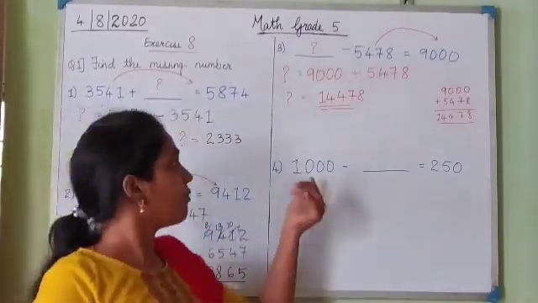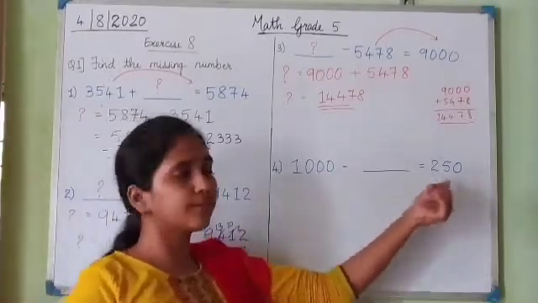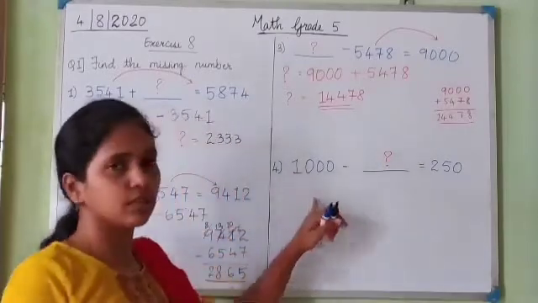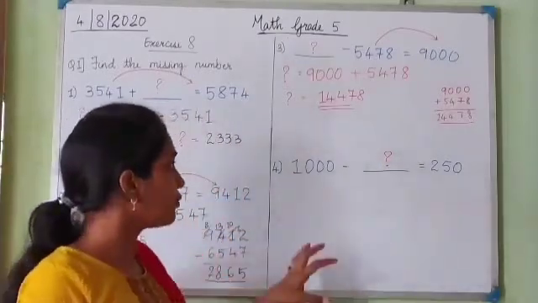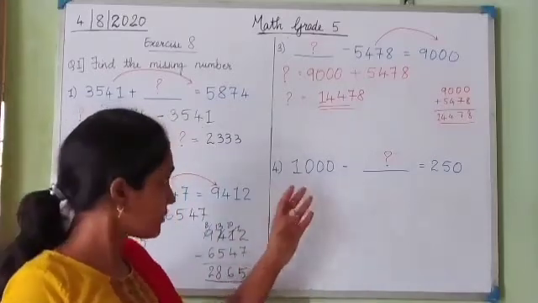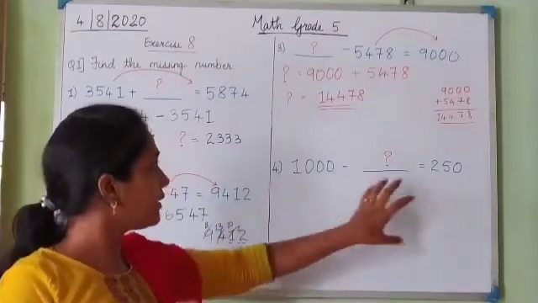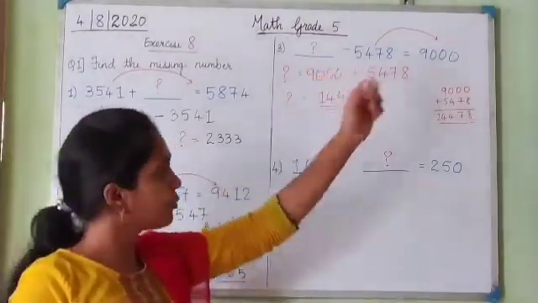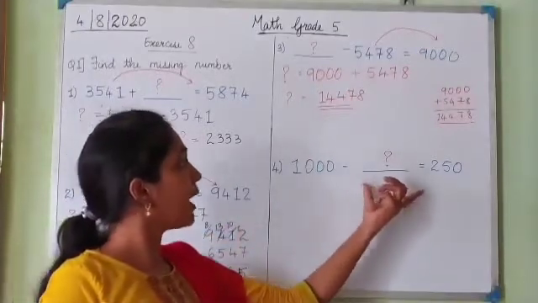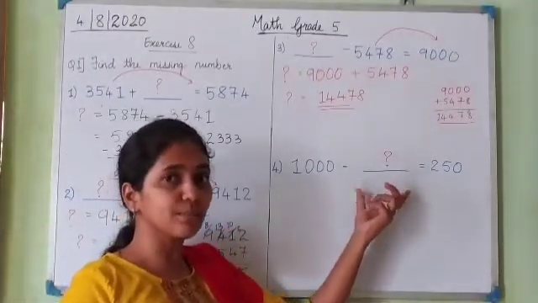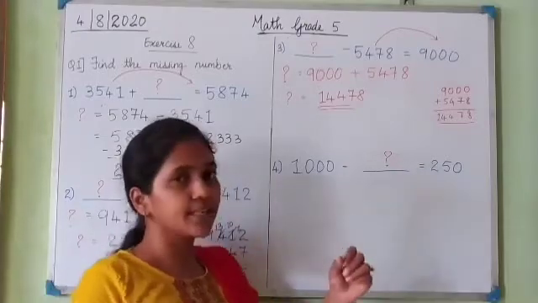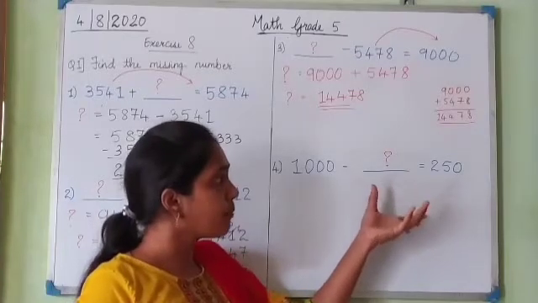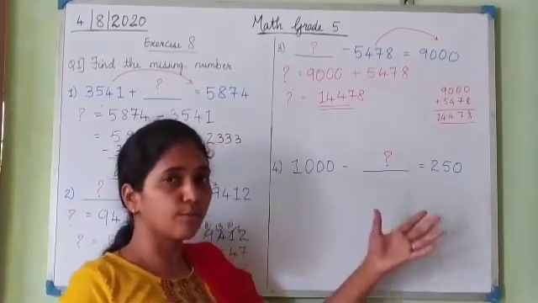Here we see that 1000 minus what will give us 250. That means when I subtract some number from 1000, it will give me 250. So what do I have to do? Here this is a bit different question, because here the number is given after this. If it would have been like this, then it would have been easy. But here the number which is being subtracted is missing. So in this case, when the second number is missing, what do we have to do? We have to do some more shiftings or some more transformations.